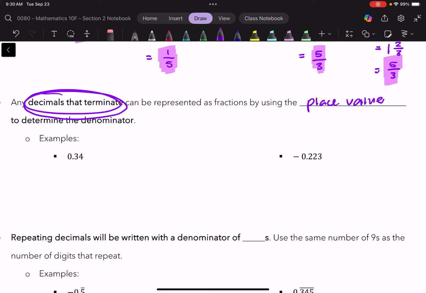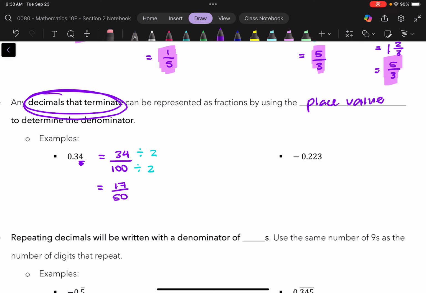Now, the first one, I read that as 34 hundredths because the last place value of the decimal is in the hundredths position. So I'm going to turn that into 34/100. And again, as I do this, I need to make sure my final answers are reduced as much as possible. So I do want to make sure that my final answers have been simplified. In this case, the top and bottom are both divisible by 2, so I end up with 17/50.